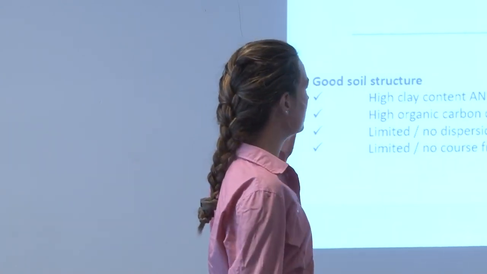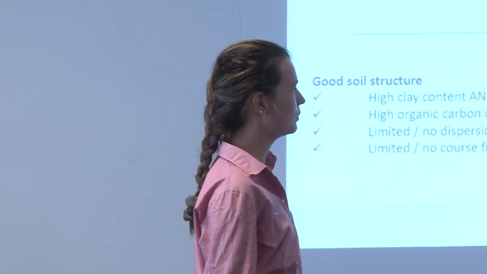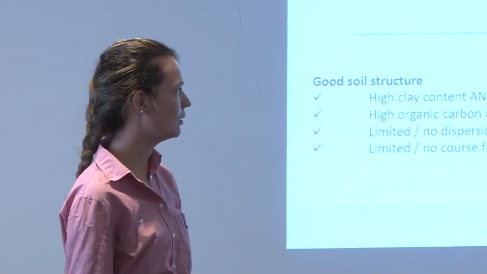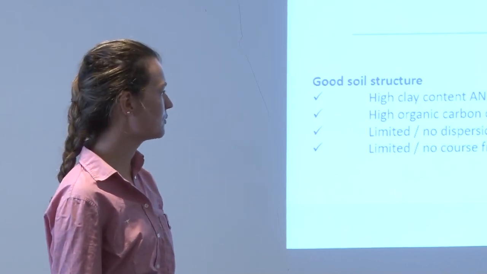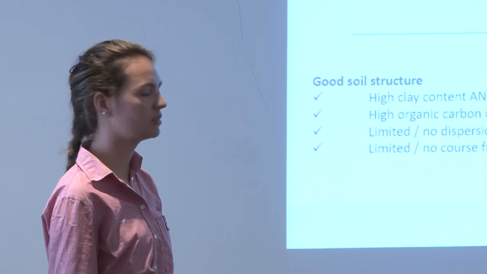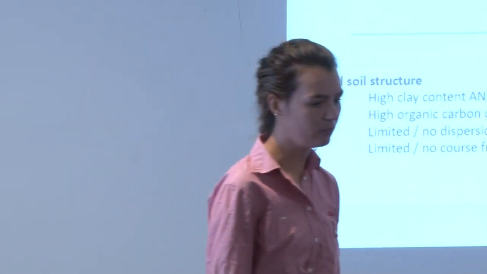So comparing good structure to poor structure, often there's really low clay content and organic matter content. It could be dispersive, have lots of coarse fragments, or be compacted from livestock or machinery over time.